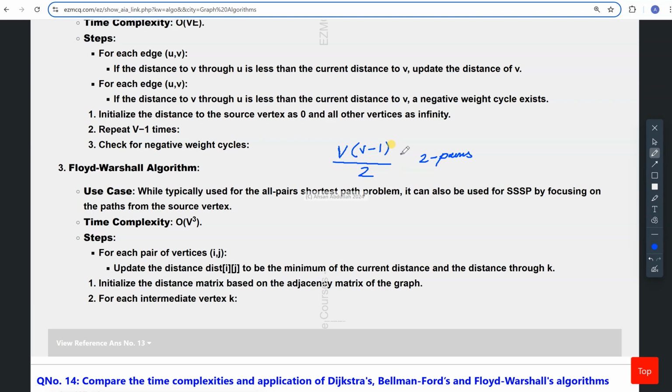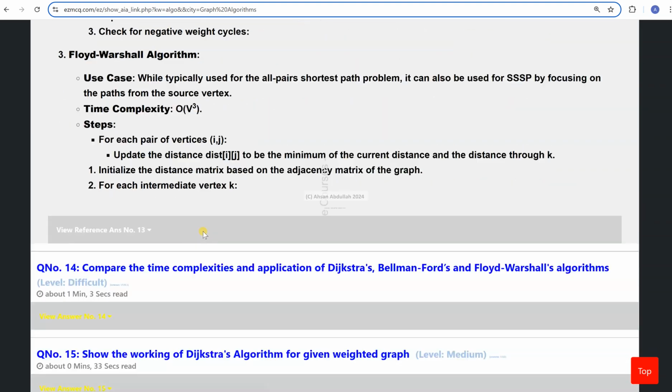This itself is order v square. So the time complexity of the overall algorithm is order v cube. It's very slow. So basically, for each pair of vertices i, j, which are order n square, update the distance matrix to the minimum current distance, right? And initialize the distance matrix and so on. So what is our concern is this order v cube.